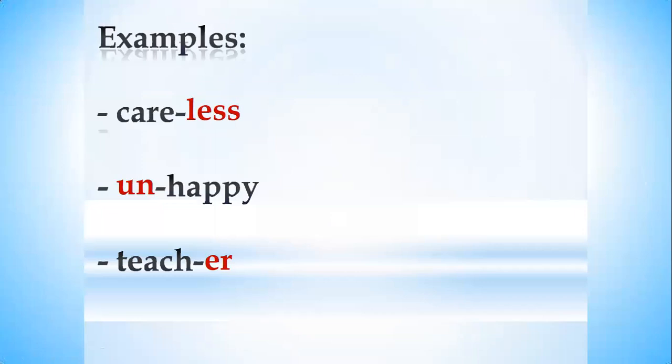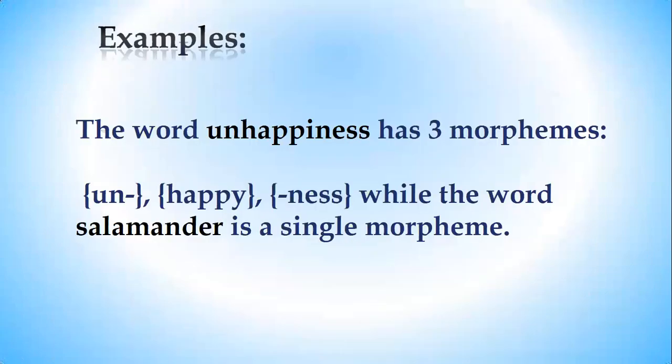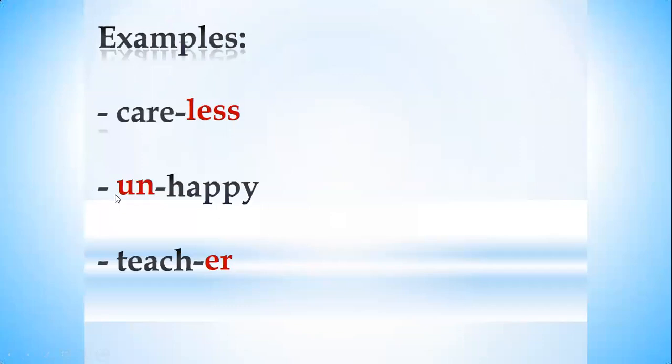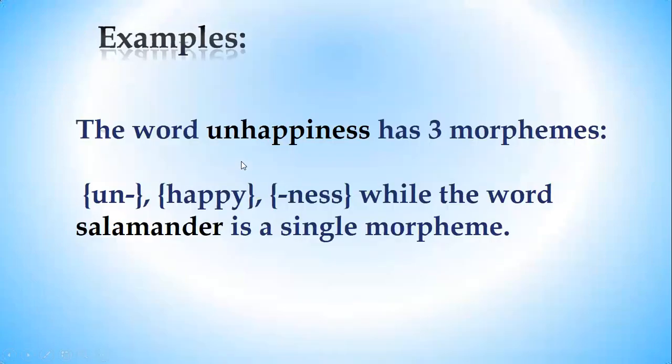Okay, I have here an example. For example, care and less, unhappy, and the word teach plus the er. So the word here, the last, un is the morpheme. Now here, the word unhappiness has three morphemes, while the word salamander is a single morpheme.